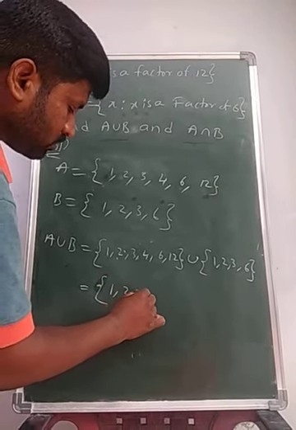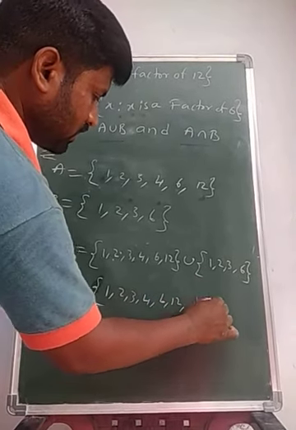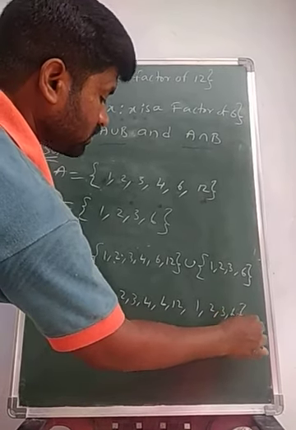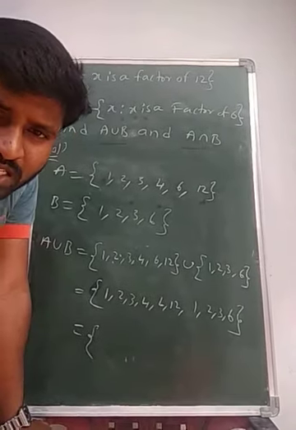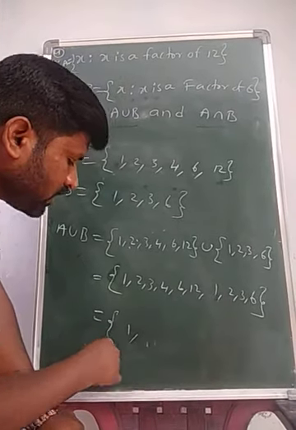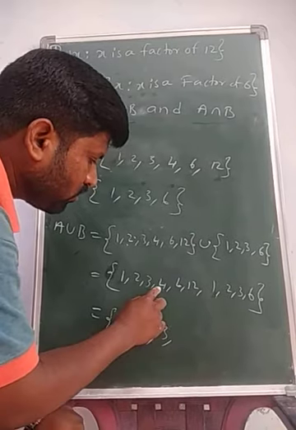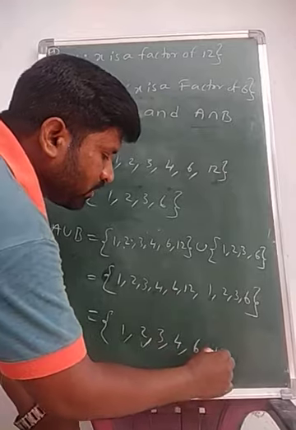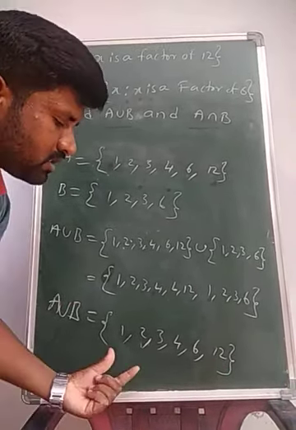1, 2, 3, 4, 6, 12, 1, 2, 3, 6. But the repeated element, you should consider it as a single element. 1 is there 2 times, that's why you write 1 time only. 2 also 2 times, 3 also 2 times, 4 1 time only, 6 also 2 times, 12 1 time. So the A union B is equal to this one.